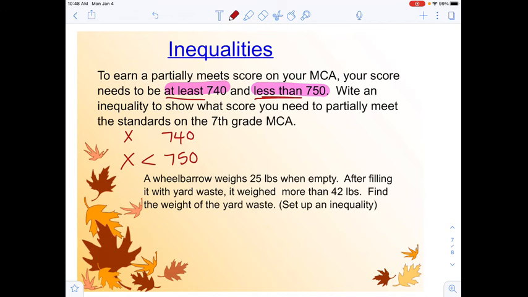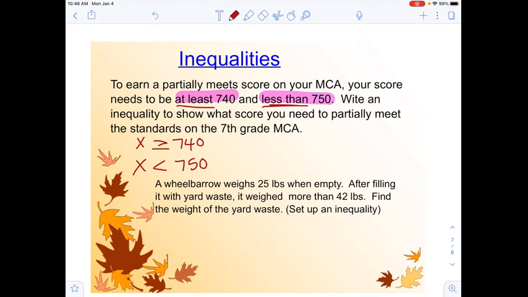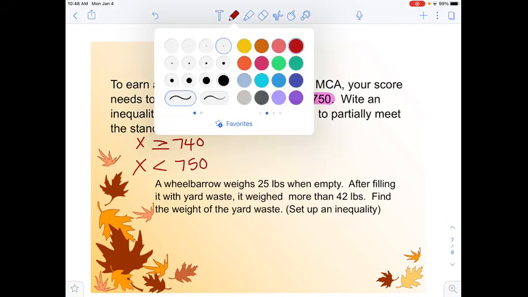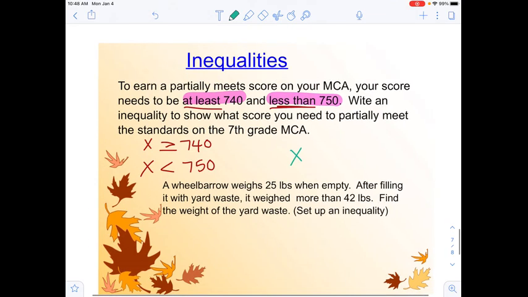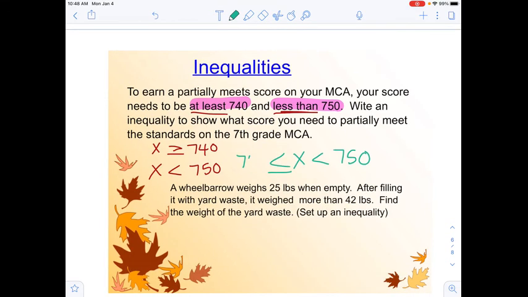And then using your chart, you can see that at least is greater than or equal to. So it can be 740, but it has to be either that or more than that. So then when I smush them together, I write my variable in the middle. Remember, there has to be only one variable and arrows have to point the same direction. So I tend to always start with the second one. X is less than 750. And then here we have x is greater than or equal to 740. So I'm going to flip that alligator mouth so that it's still eating the x and write 740 on the opposite side. And there's my double inequality. We have one variable in the middle. The arrows are pointing in the same direction.